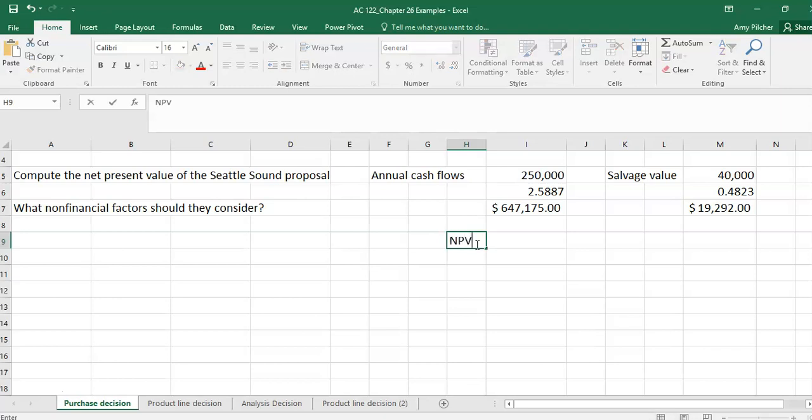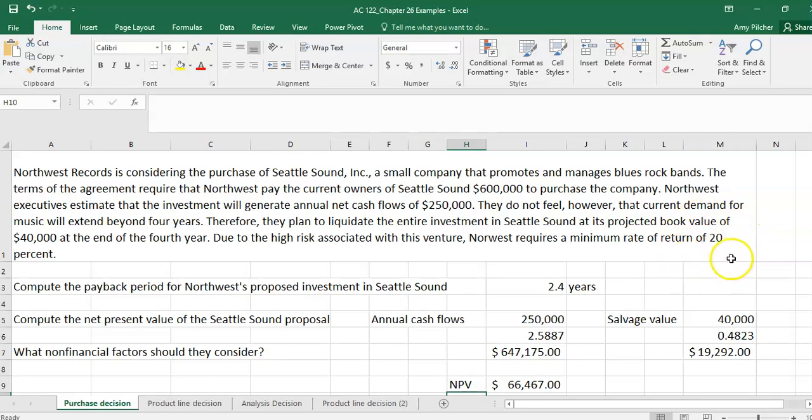For the net present value of the investment, we add those together and we subtract our initial investment price. So the net present value of this project is $66,467. If a project has a positive net present value, that means that it meets or exceeds the required minimum rate of return. So we would normally accept that project and say yes to it.